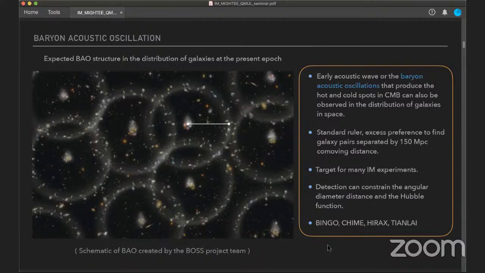The reason we want to probe these scales is that they are key to constraining the angular diameter distance and the Hubble function. And there are many experiments going on which try to probe these BAO scales. There are special purpose-built experiments like BINGO, CHIME, HIRAX, Tianlai. Among these, CHIME, HIRAX, and Tianlai are in the interferometric mode, specially designed interferometers whose main science goal is to detect the BAO structures.